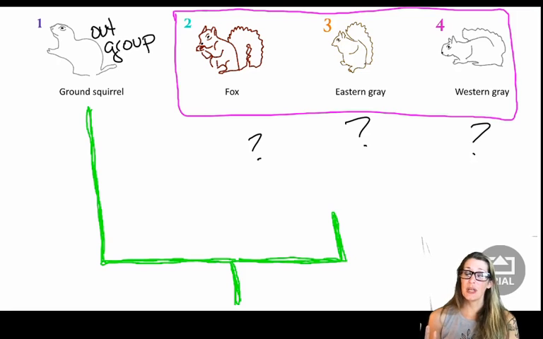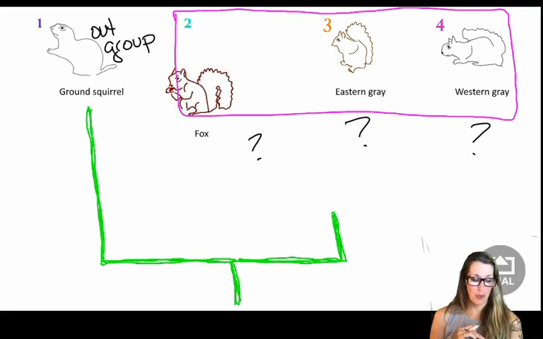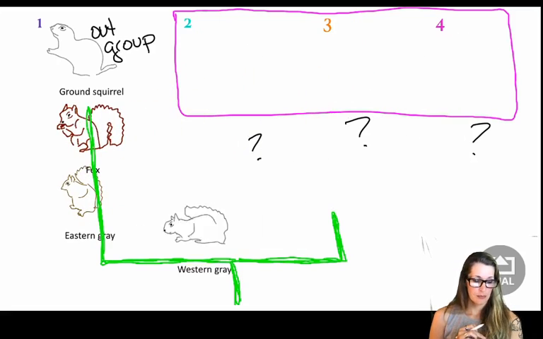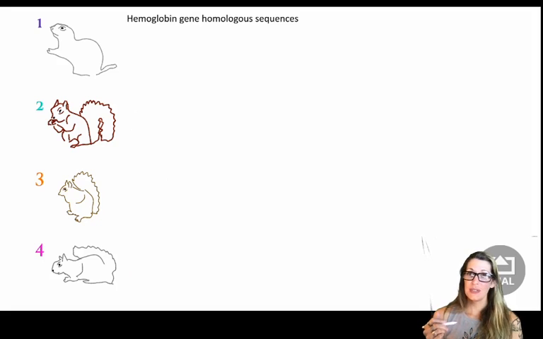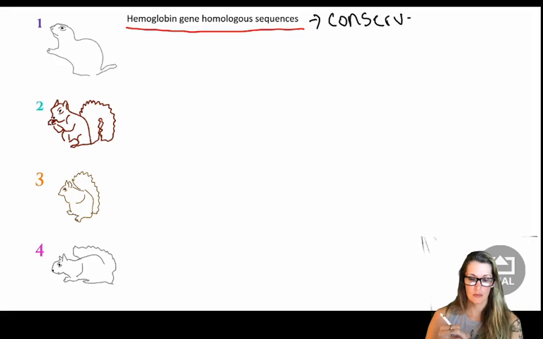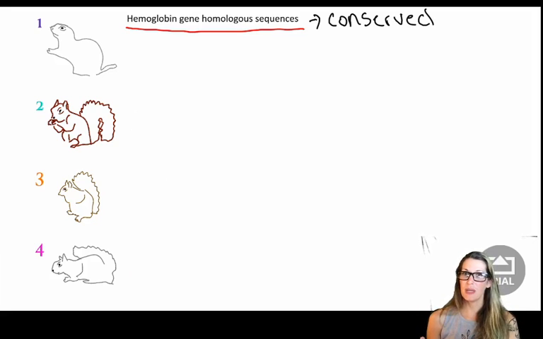In this case, we're going to use homologous genetic sequences as an example. We're going to use the hemoglobin gene. The nice thing about hemoglobin genes is that they're very what we call conserved. As you know, hemoglobin is critical to our body's ability to carry oxygen. So as you would imagine, these genes can only undergo so many changes.